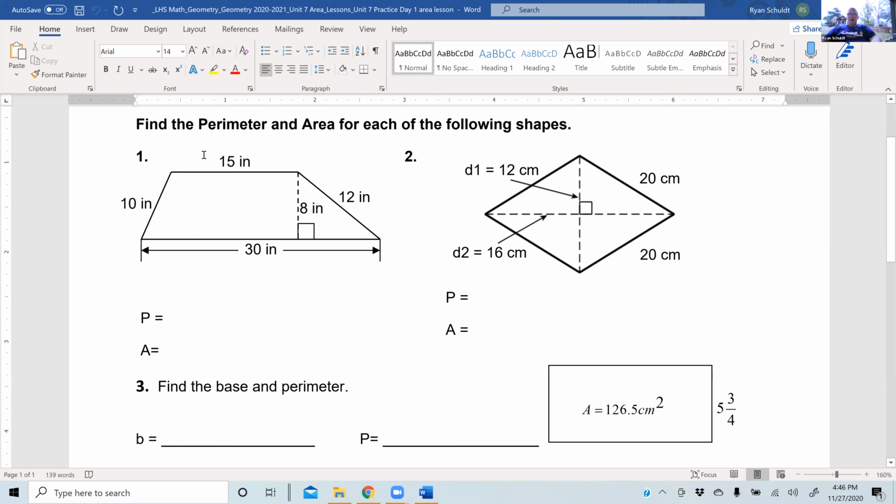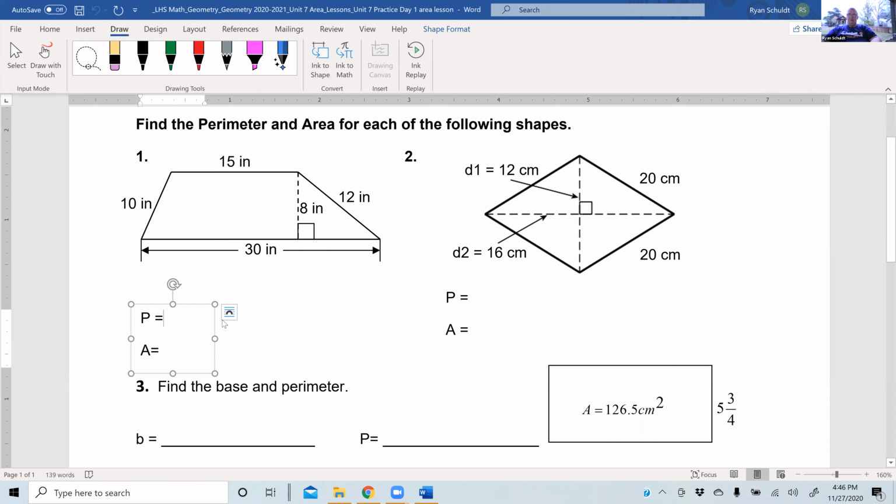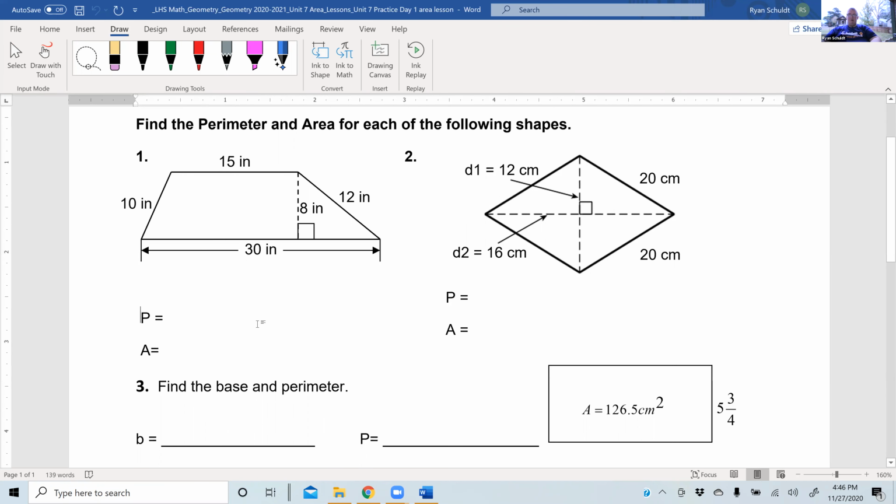So first, they ask us to find the perimeter and area for each of these shapes. So that's what we need to do. Find perimeter and area for the shapes. Now for perimeter, remember, all we have to do on perimeter is add all sides. That's all there is to it. Add up all the sides.